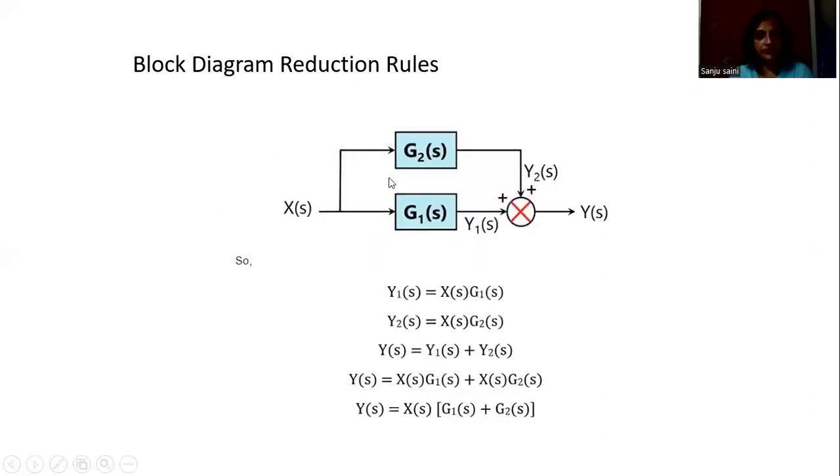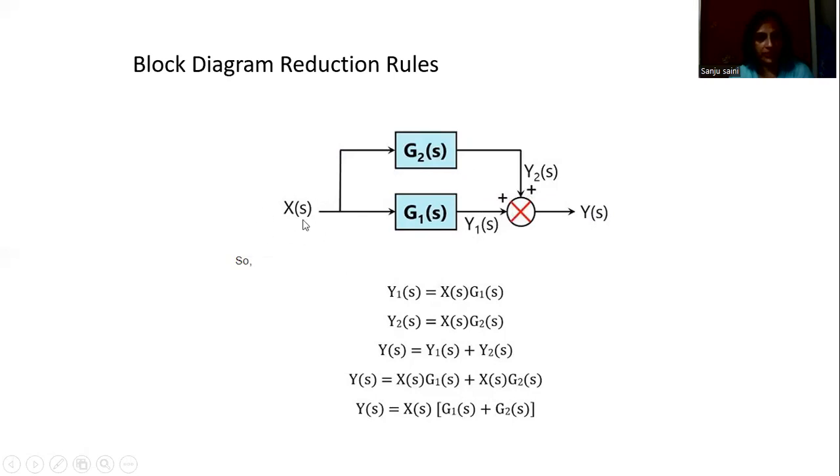And sometimes these blocks are connected in parallel. Here we are giving this input. It is producing some certain output. This input is also given to another block that is producing an output equal to Y2(s). Then here it is being given to the summer so as to produce the overall output. So these are in parallel now. So what is Y1(s)?